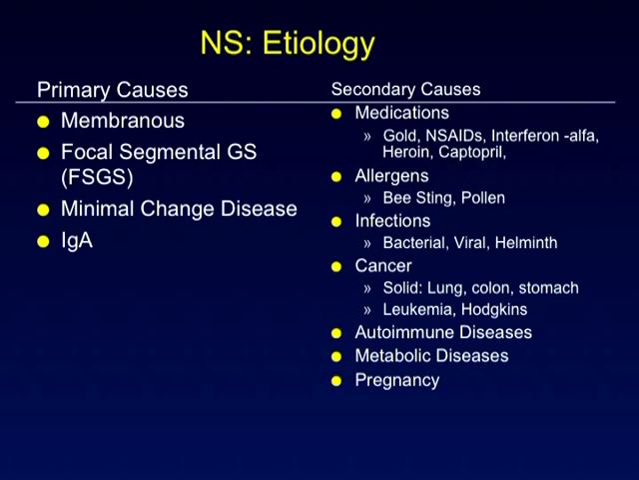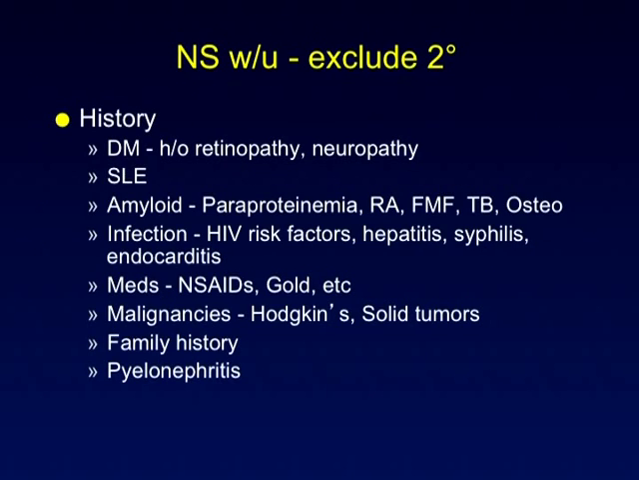Cancers of various types, lung, colon, stomach, are associated with secondary membranous. Autoimmune diseases, and then metabolic diseases; diabetes is a common cause. When you look at patients, either on the boards or in clinical practice, remember the history is important, and these are the things that you look for in the history.